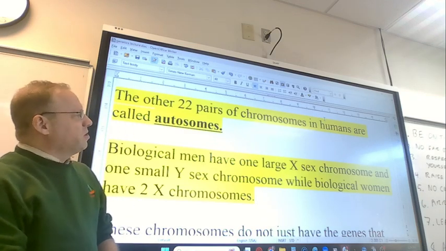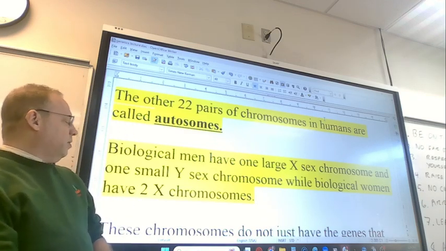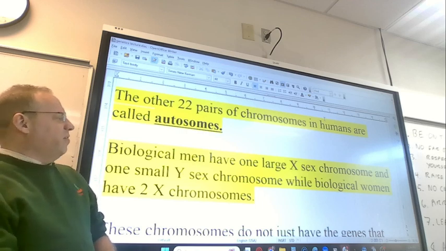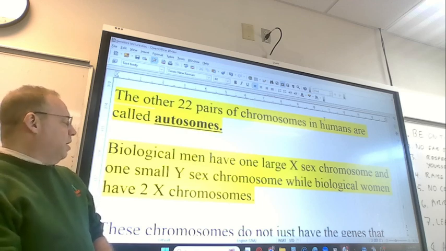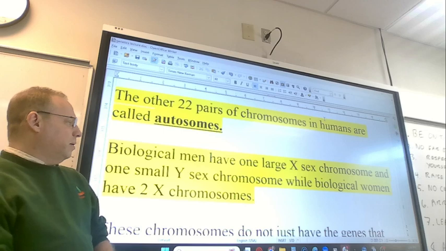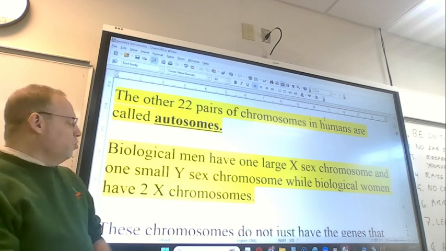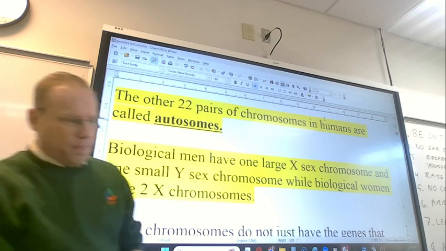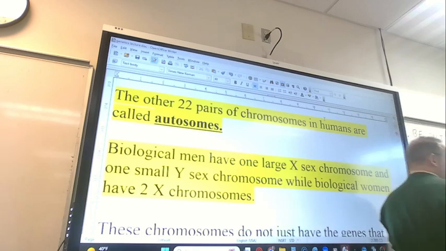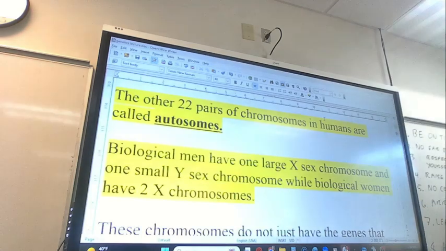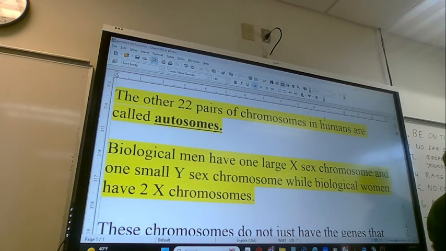The other 22 pairs of chromosomes in humans are called autosomes. Biological men have one large X sex chromosome and one small Y. Biological females have two X chromosomes. There's 23 pairs of chromosomes. 22 of those 23 are autosomes. They're the chromosomes that aren't X's and Y's.